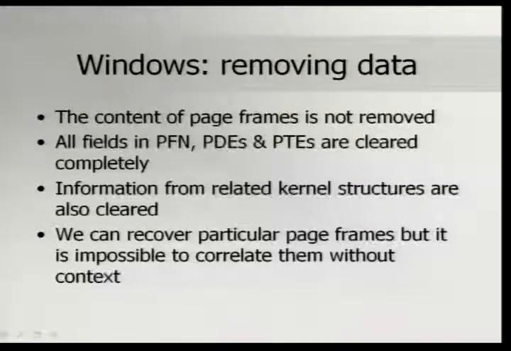On Windows, it's impossible to do such a thing, because Windows clears all information about the structures which describe the process which was terminated. So, of course, we could recover some content of the page frames, but it's impossible to correlate them with the other page frames which were allocated by the same process.